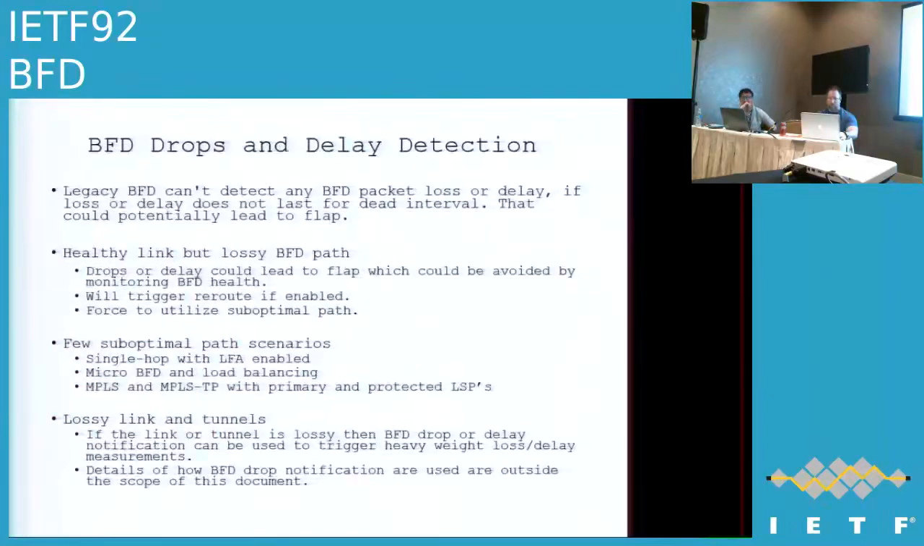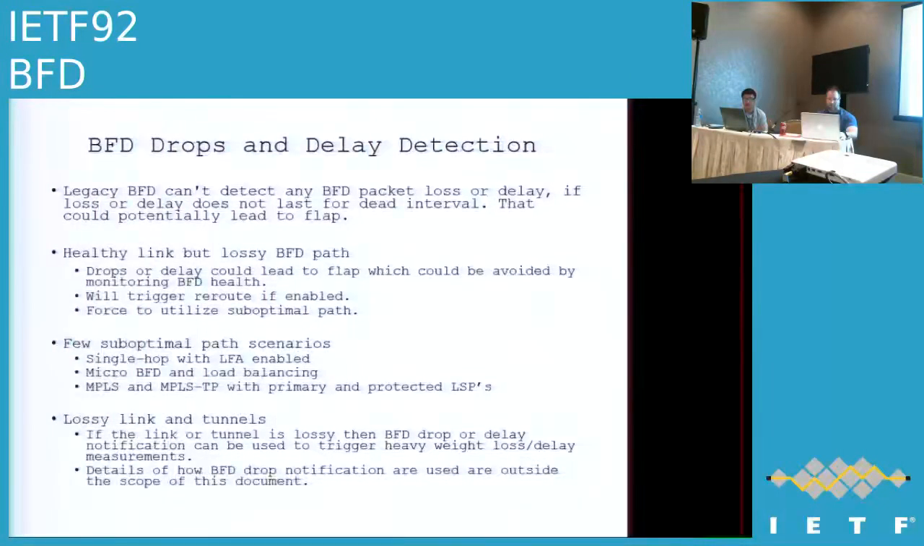So an interesting use case for this is BFD drops and delay detection. In case you have a healthy link, but BFD is faulty, it could be giving you false negative cases, which could lead to catastrophic situations, or maybe it will force you to use suboptimal paths. A few of the suboptimal path scenarios I have highlighted: for example, single hop LFA with LFA enabled, or maybe micro BFD, load balancing, and MPLS-TP with primary and protected LSPs.